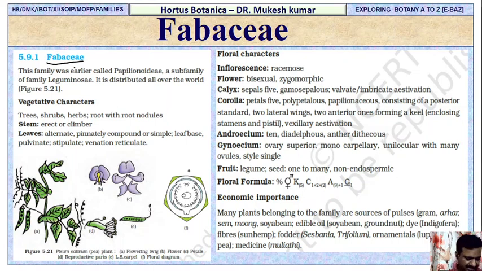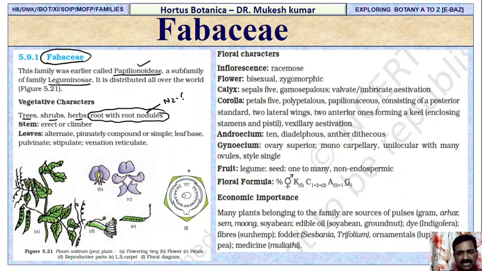We have the Fabaceae. In Fabaceae, what do we have? First, we knew them as the Leguminosae, then the Papilionaceae. Nowadays they are commonly known as the Fabaceae. Here we have tree, shrub, herbs. They have root nodules. These root nodules are very important for nitrogen fixation. You all know this is very common.